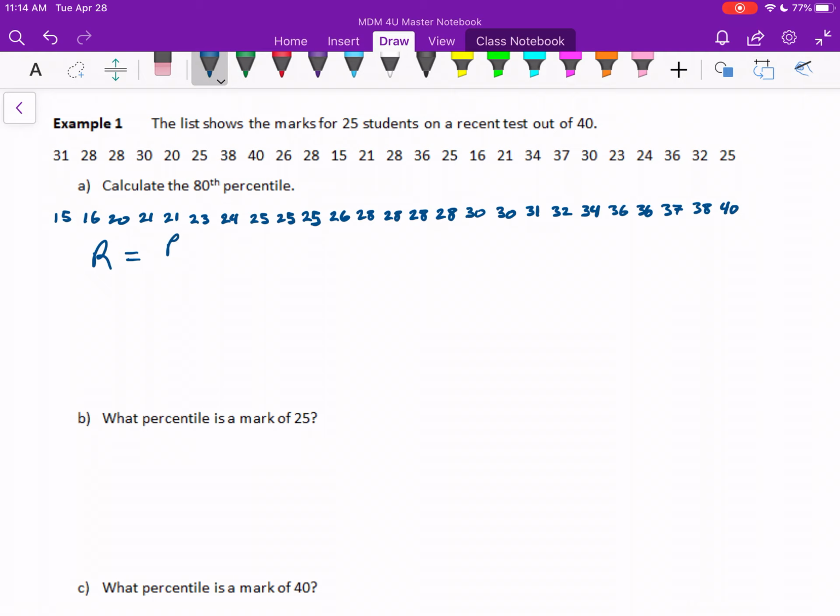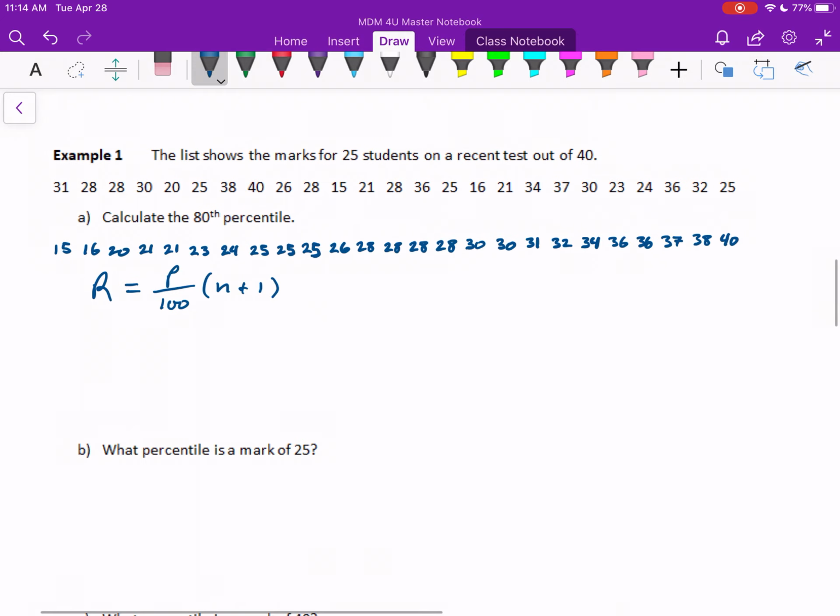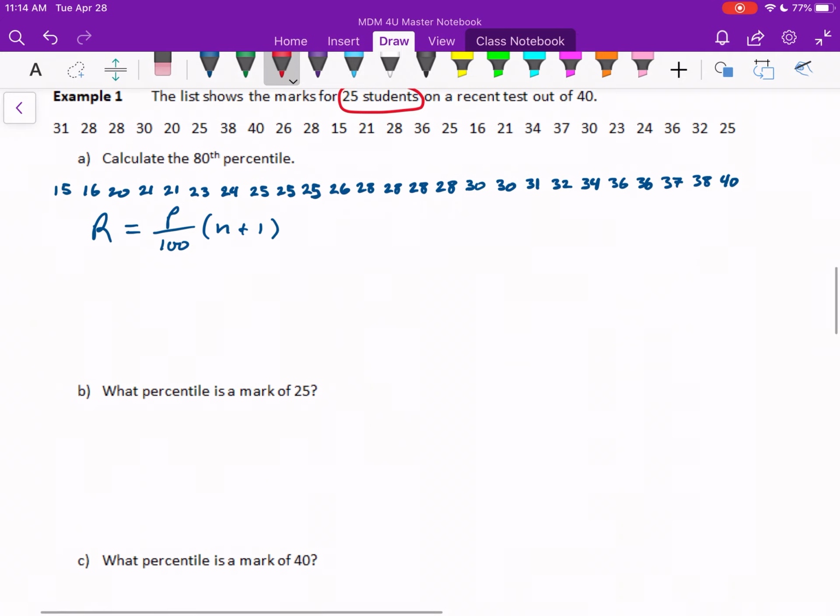So R equals P over 100 times n plus 1. Again, n is the number of pieces of data. So that would be n there, 25. So it's simply just 80th percentile, that would be our p-value. So we have everything we need. So it would be 80 over 100, or 0.8 in other words, times 25 plus 1.